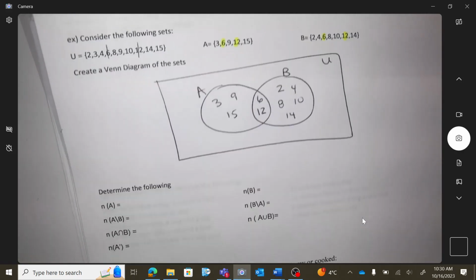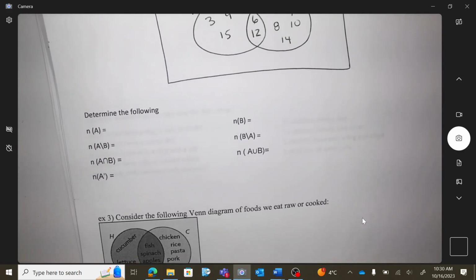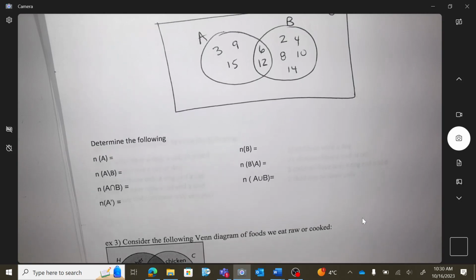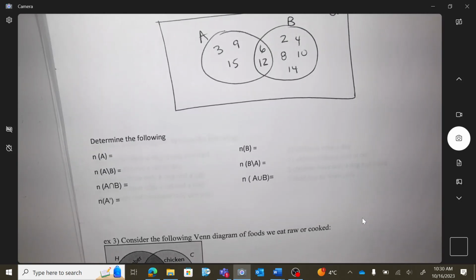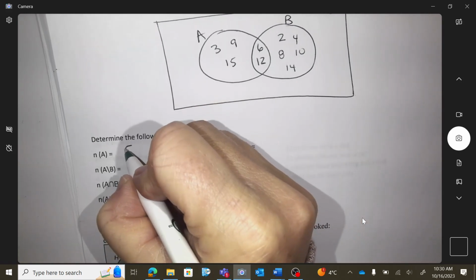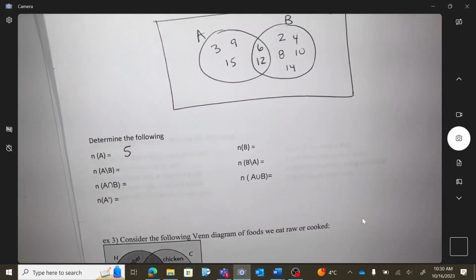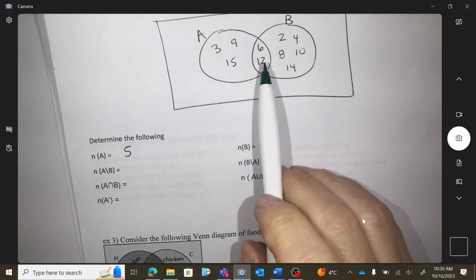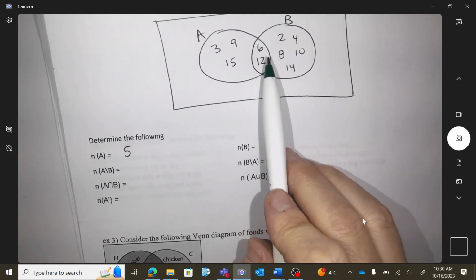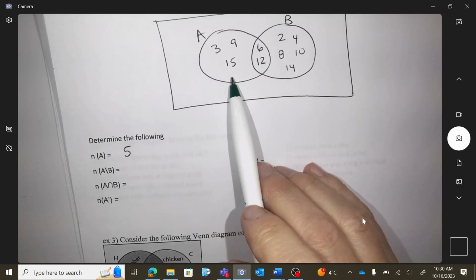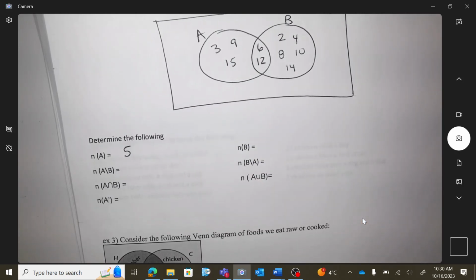Okay, so determine N of A. How many objects do you see inside of the A bubble? How many items are inside the A balloon? The answer is 5 items. So I'm counting 6 and 12 in that, right? Because they are inside A. They happen to be also in B, but that doesn't matter. I'm just looking at the A.